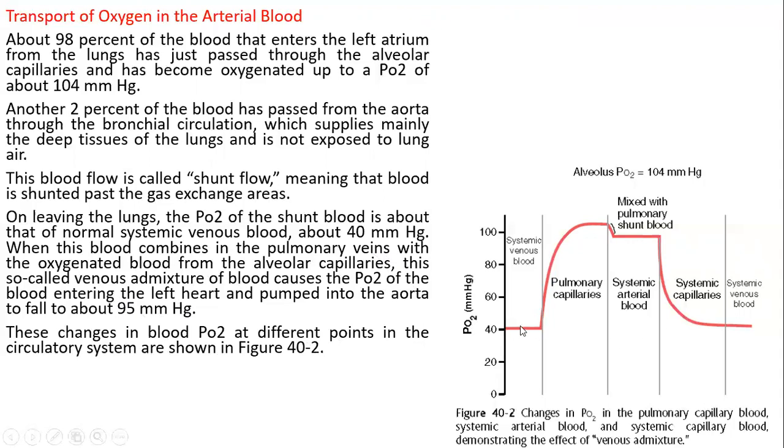نشوف هنا بالسيستميك فينوس بلد هو PO2 40، بعدين صار أوكسجينيشن عن طريق اللنج pulmonary capillaries وصل وين؟ 104. اجت ال 2% اللي هي البرونكيال سيركوليشن نزلتها الى 95 ماشي. بعدين راح للتشو سيستميك كابيلاريز رجع مرة ثانية الى 40. فهذا الميكس اللي هو شانت يسموه، ينزل الارتريال PO2 من 104 إلى 95 بالسيستميك سيركيليشن.